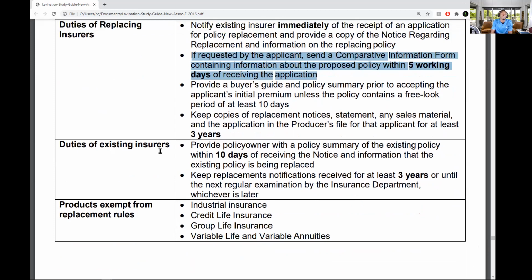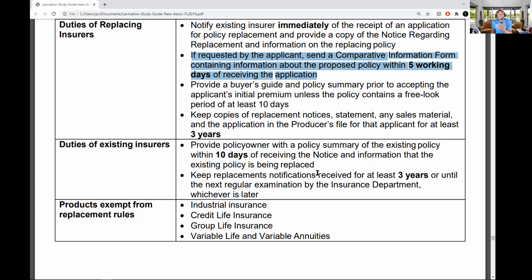Duty of existing insurer. What is their job? So now, you, the agent, I gave you your job, what you need to do. The company that's going to have the new policy that's going to replace the other company's policy, you have your work to do. Now, what about the one that already had that client before? What's their priority? What do they have to do? They have to provide the policy owner with a policy summary of the existing policy within 10 days of receiving notice and information that the existing policy is being replaced.